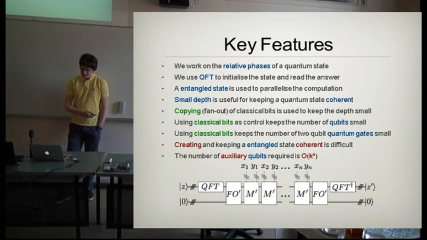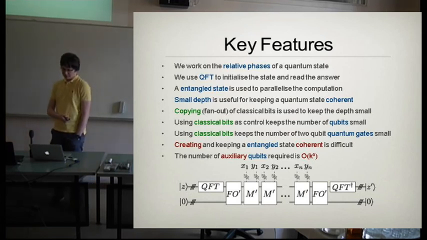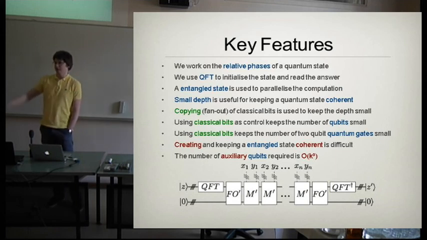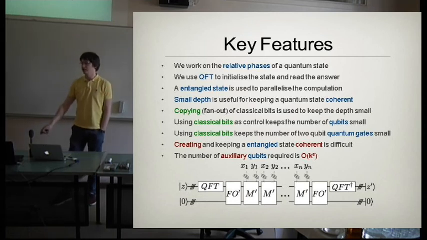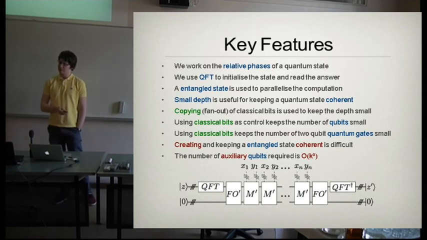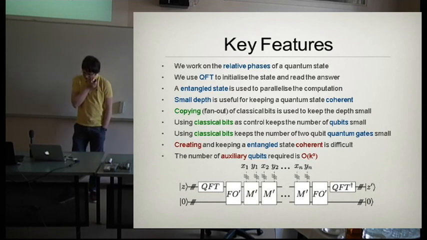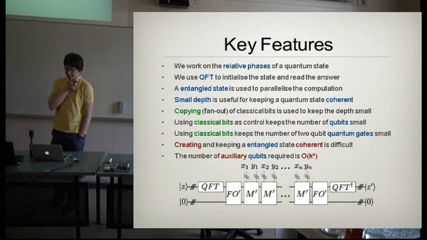Also, we use the fact that we could copy classical bits, something that quantumly you couldn't actually do with an unbounded number. This also keeps the depth smaller. Also, using classical bits as control keeps the number of qubits small, because we're not representing all of the integers quantumly. Because we use them to control quantum gates, we also don't need many 2-qubit quantum gates.